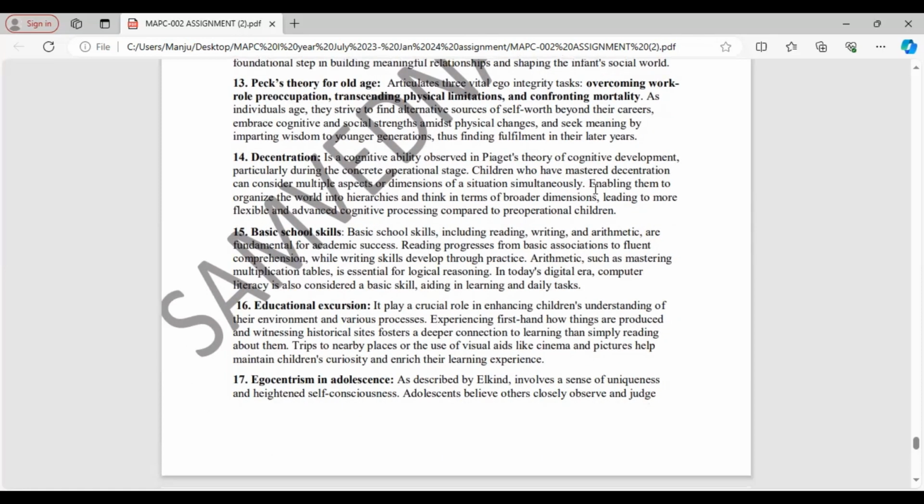Question 16, Educational excursion. It plays a crucial role in enhancing a child's understanding of the environment and various processes. Experiencing firsthand how things are produced and witnessing historical sites foster a deeper connection to learning than simply reading about them. Trips to nearby places or the use of visual aids like cinema and pictures help maintain children's curiosity and enrich their learning experience.